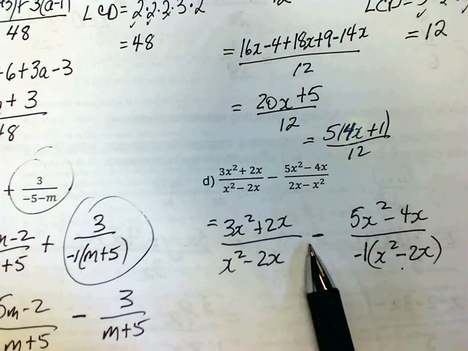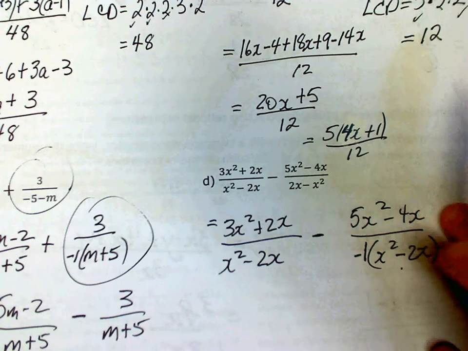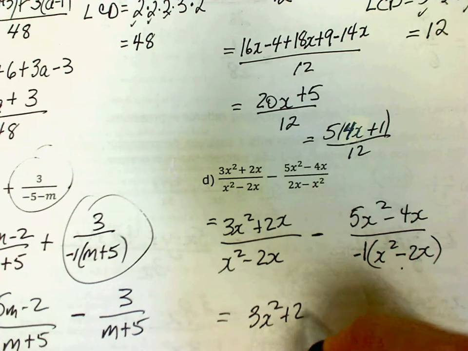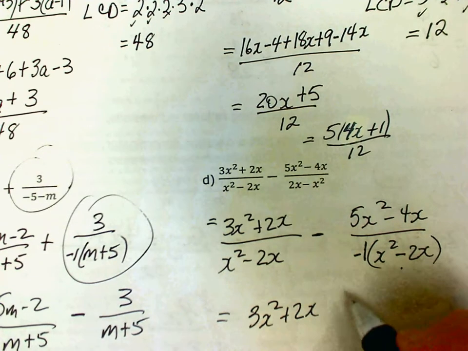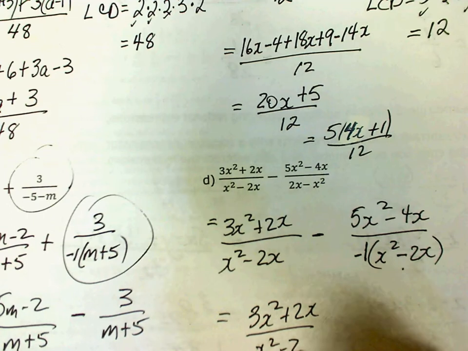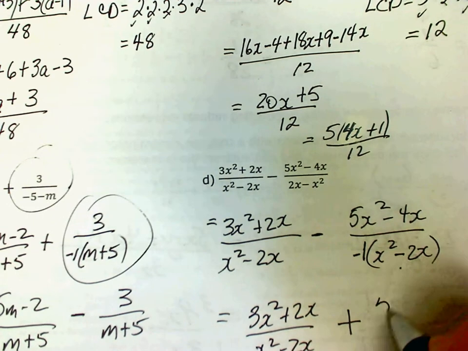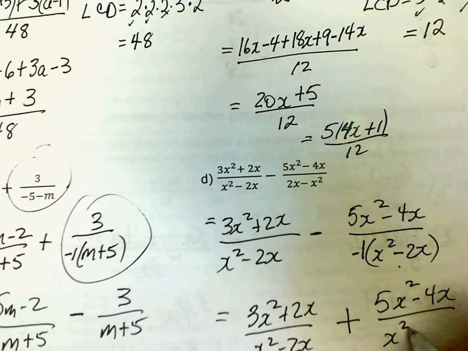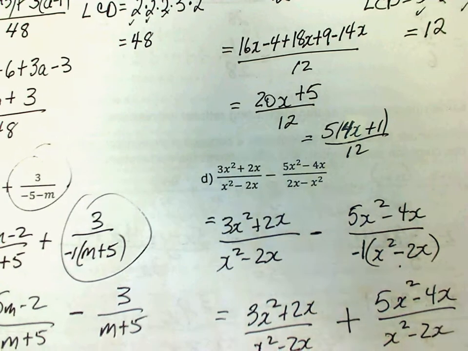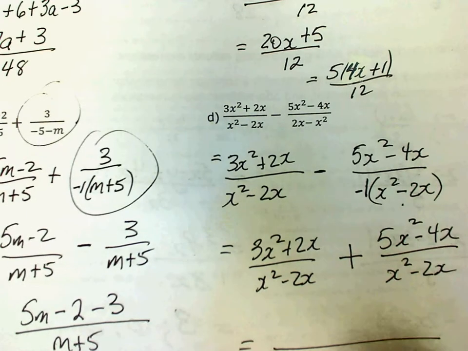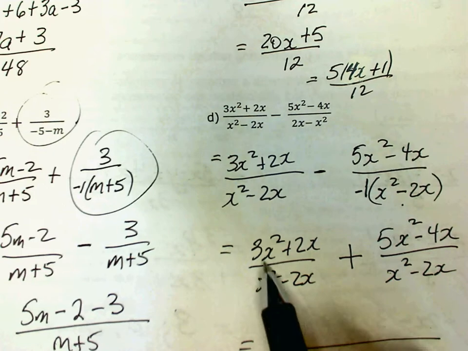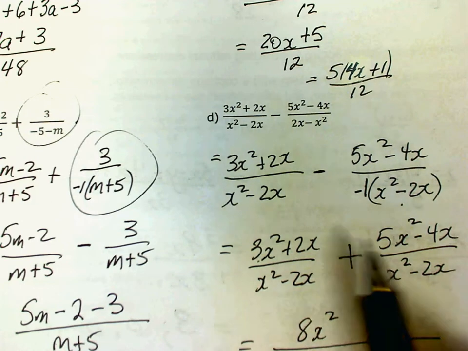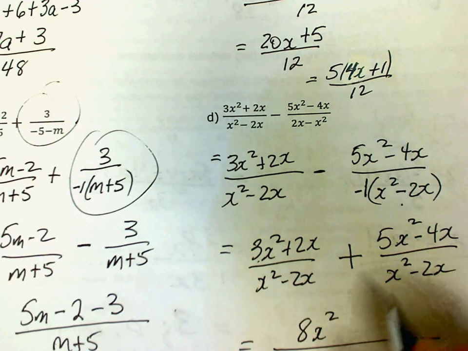So a negative times a negative is a positive. Let's fix that right now. 3x squared plus 2x over x squared minus 2x plus 5x squared minus 4x all over x squared minus 2x. We can collect our like terms, right? 3x squared plus 5x squared is 8x squared. 2x minus 4x is minus 2x.